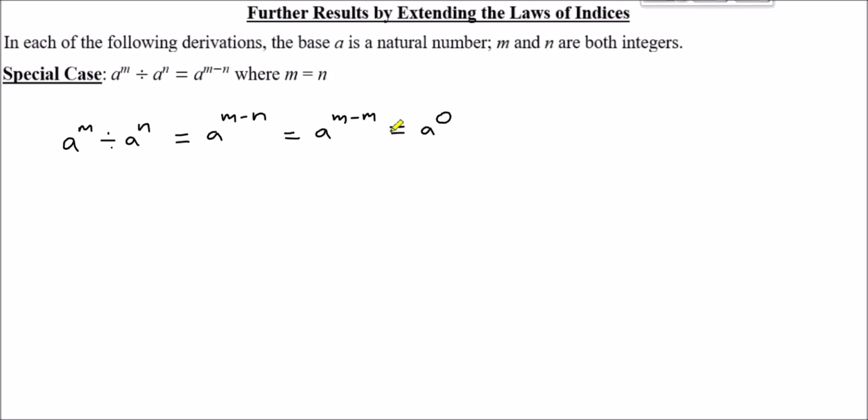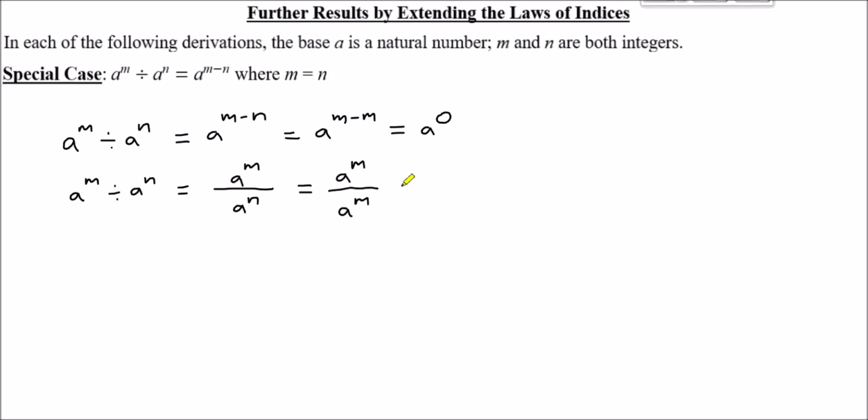So that's the first thing to say. The second thing to say, if I start with exactly the same thing, a to the m divided by a to the n, then I can rewrite this in terms of a fraction. So I can say that's a to the m on top and a to the n on the bottom. However, using the fact that m is n, I can replace the n with m. So that's the same as a to the m divided by a to the m.